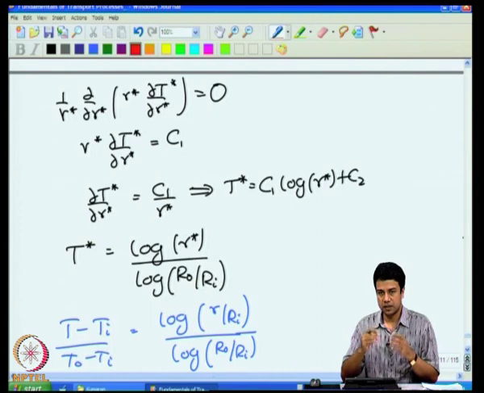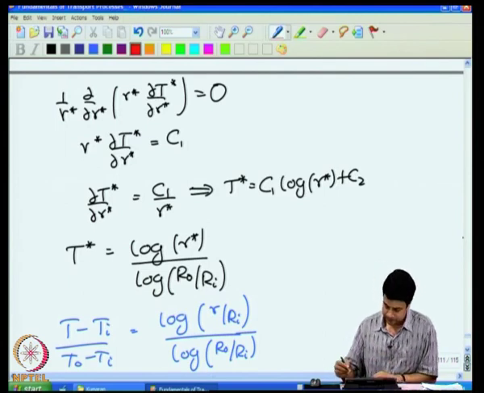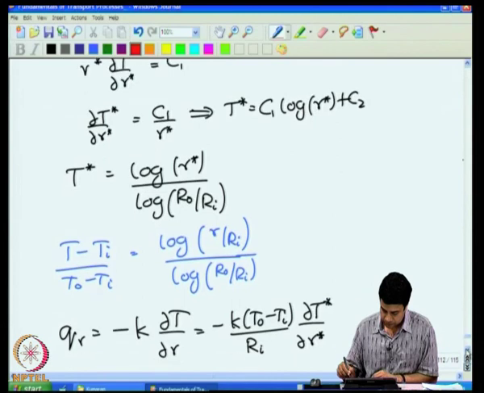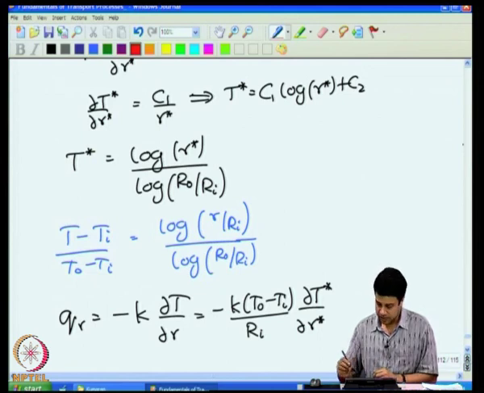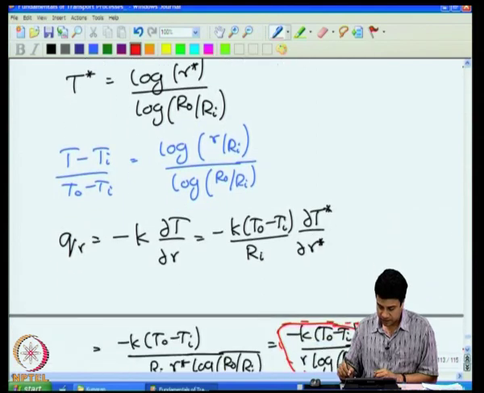In a Cartesian coordinate system, at every z, the cross sectional area was the same. And therefore, if the heat transported is unchanged, the heat flux is also unchanged. Here, even when the heat transported is unchanged, because the area is changing, the flux will change. So, I got the temperature field quite simply as log r by log of Ro by Ri, and from that we got the expression for the heat flux.